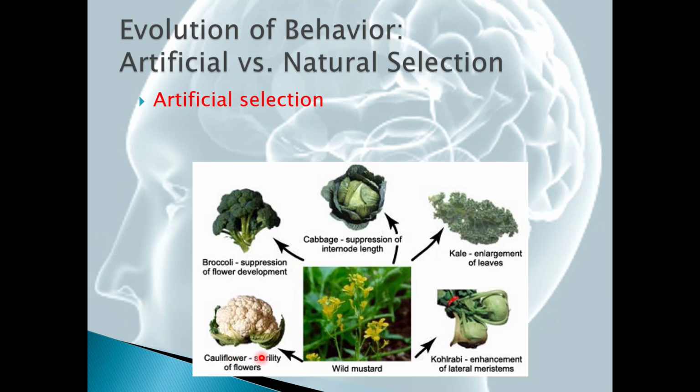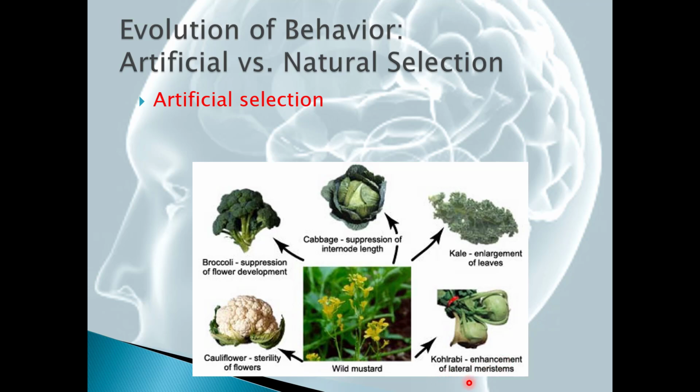Basically, cauliflower was bred for the sterility of flowers. Broccoli, plants with the suppression of flower development. Cabbage, the suppression of internode length. I don't even know what that means. Kale plants were bred out of the enlargement of the leaves. And I don't know what this is either, but kohlrabi was the enhancement of lateral meristems.